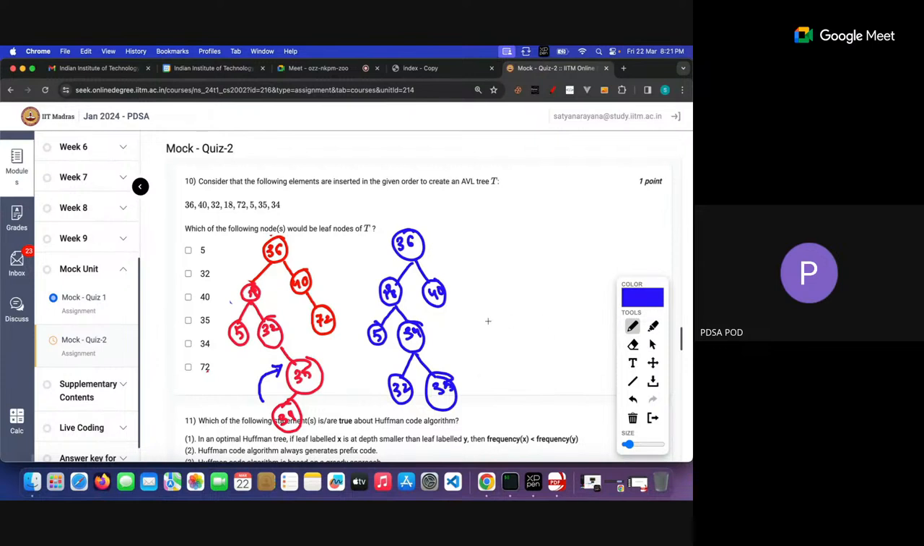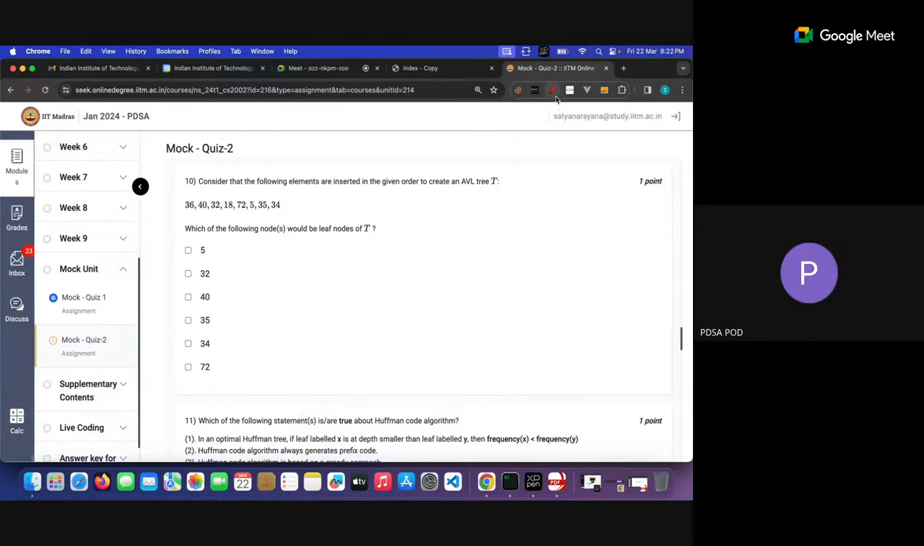So sorry, 72 is missed. I forgot to go for that. 72, because it was added earlier itself. No issue about it. So now the leaf nodes are 5, 32, 35, and 72. Over. Is it clear? Yes, sir. Thank you so much. So this is about it.